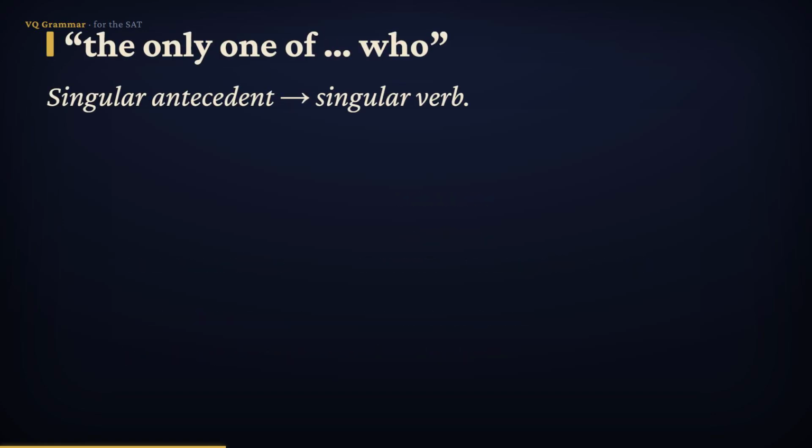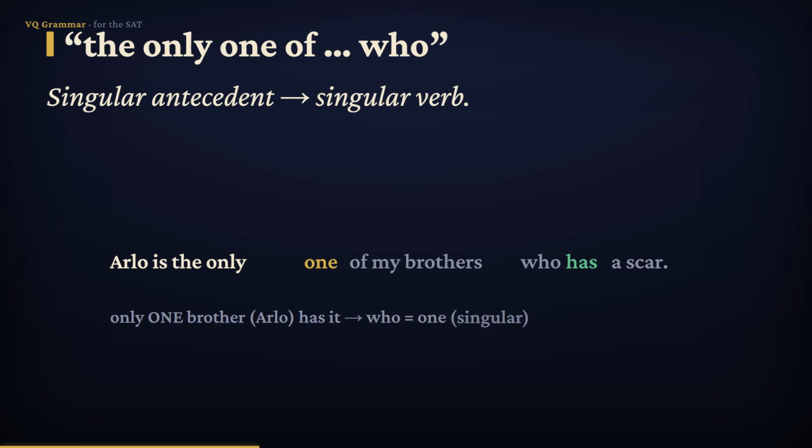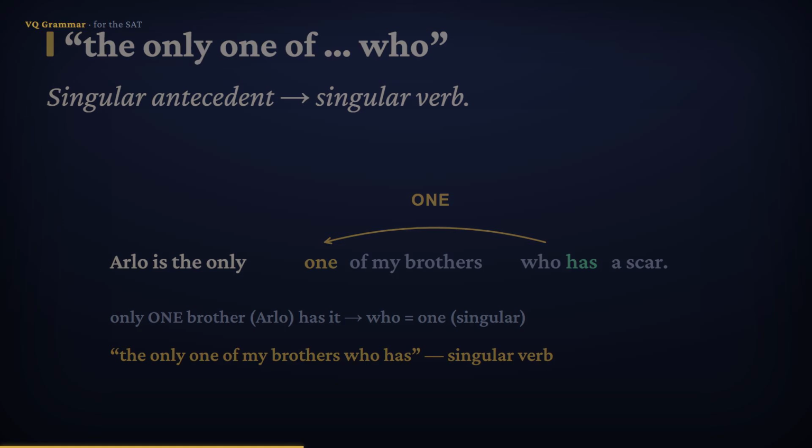But watch this twist, the only one of. Arlo is the only one of my brothers who has a scar. Now who refers to one, not brothers, because only one brother, Arlo, has the scar. The word only narrows it to a single person. So who stands for one, singular, and the verb is has, not have. The phrase the only one of flips it back to singular.